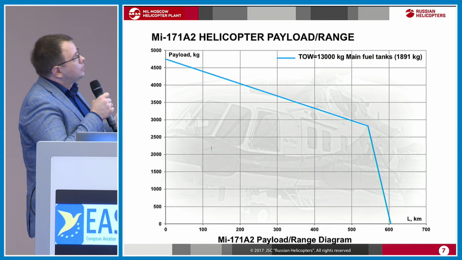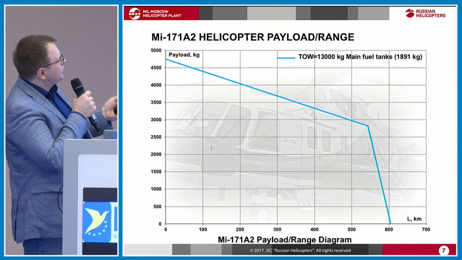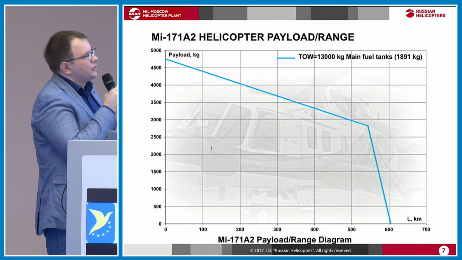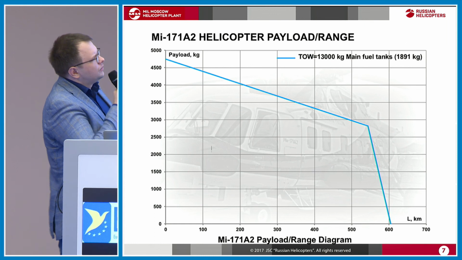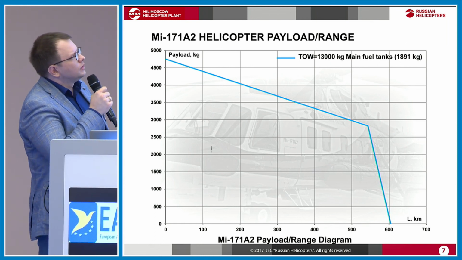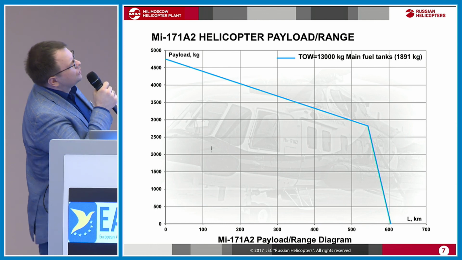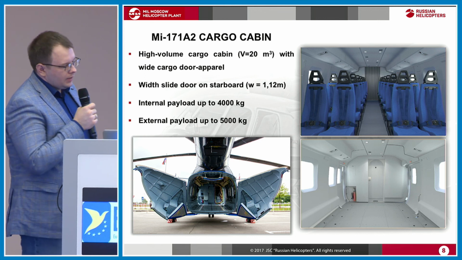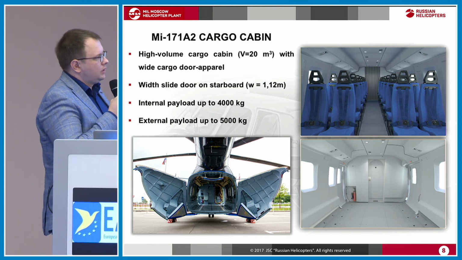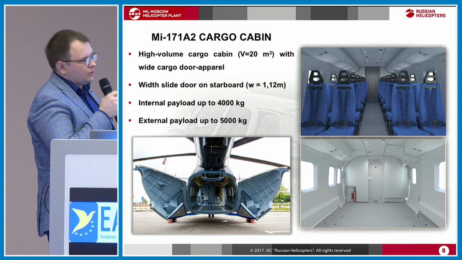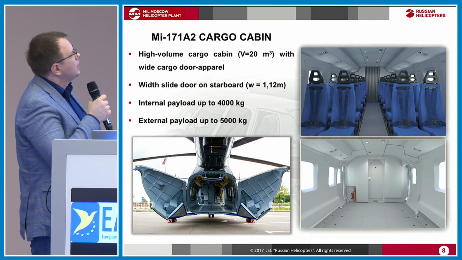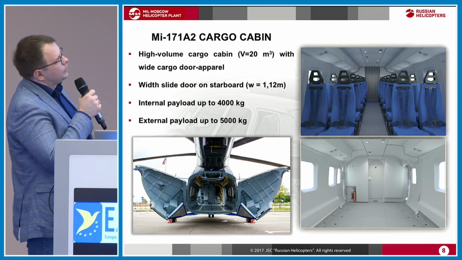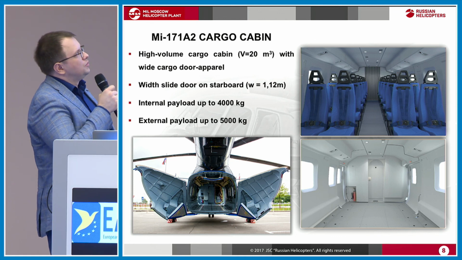The helicopter payload to range diagram is here with the maximum takeoff weight of 13 tons and the main fuel tanks fueled for over 2 tons of kerosene. So, what else to the higher level of safety could provide the new helicopters? What advantages do we have? First of all, is the high volume cargo cabin. Its volume is more than 20 cubic meters.